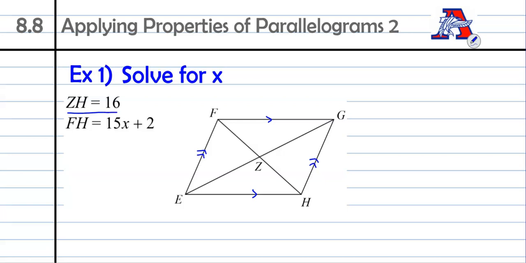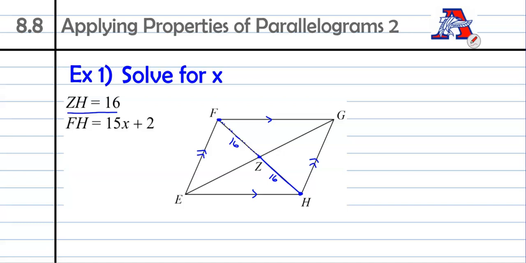And then we're going to use this information to see what we can find. So they tell us that ZH is 16. So if we go here and we find ZH, we know that that is 16. Okay. So what I would do right away is go find the rest of that diagonal, and it has to be the same. So if Z to H is 16, then Z to F also has to be 16. So I'd fill that in right away. I don't know if that's going to be useful or not, but let's have it just in case.